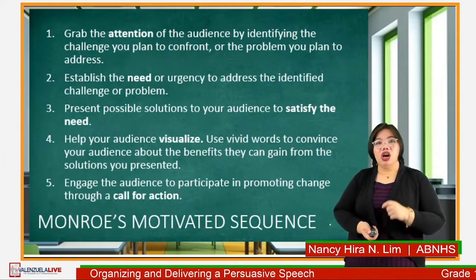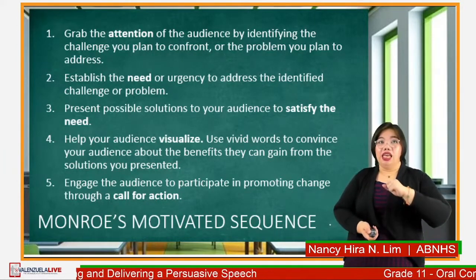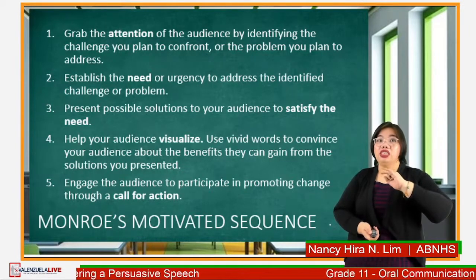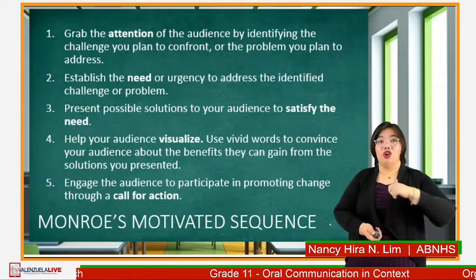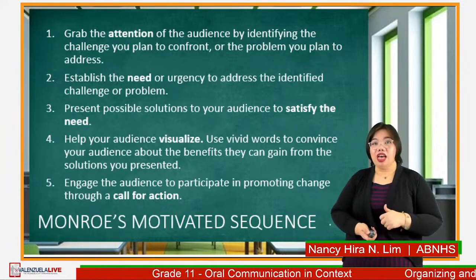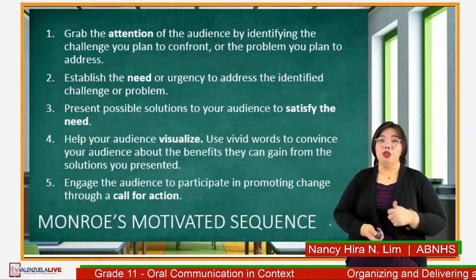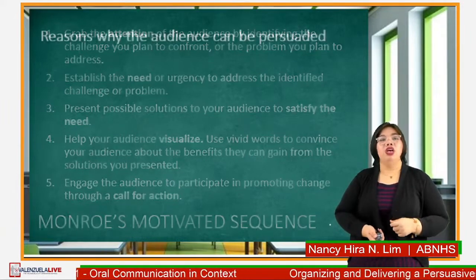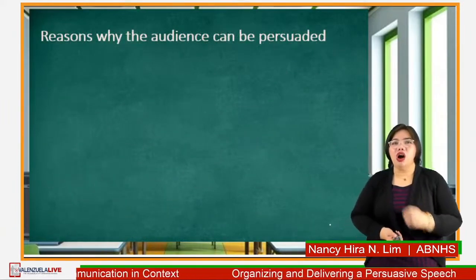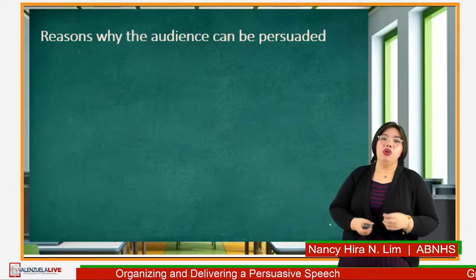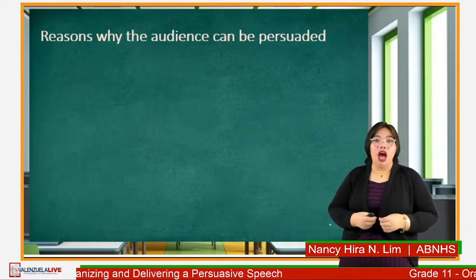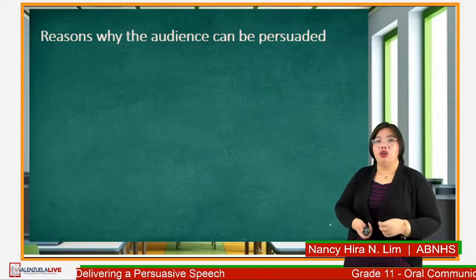Okay, let us look at the highlighted words. Get the attention, there is the need, satisfy the need, visualize, and call for action. So these 5 should be present in your persuasive speech. So here are the reasons why the audience can be persuaded. So it is actually a problem. How can we look believable? How can we look persuasive to our audience?